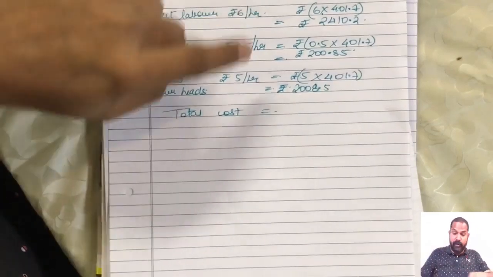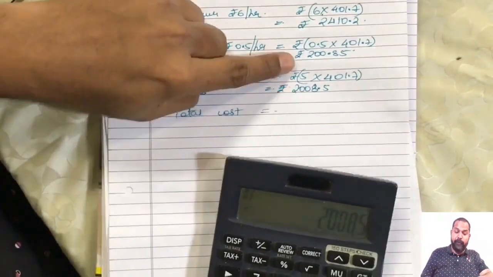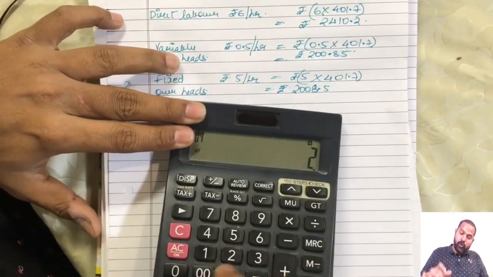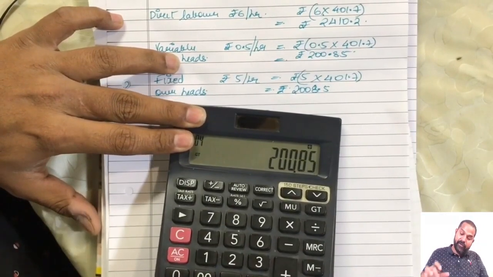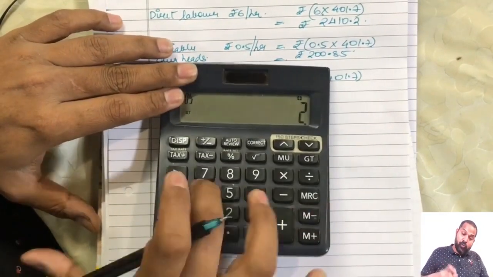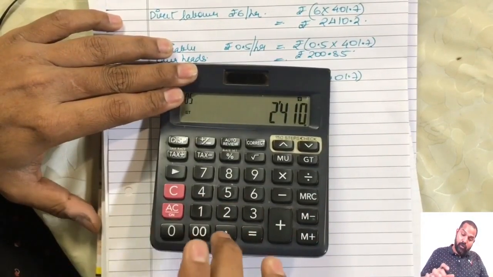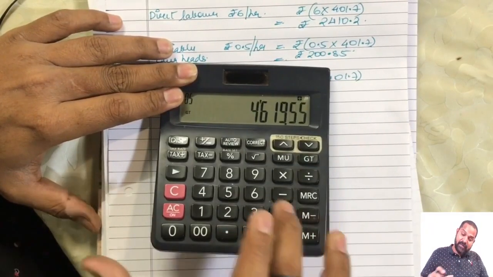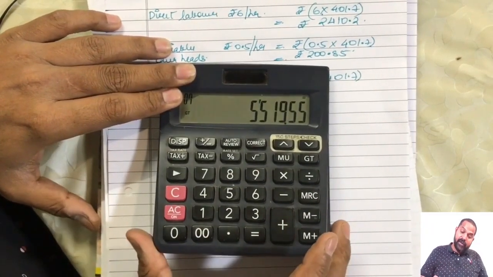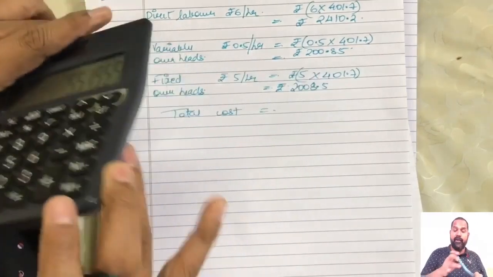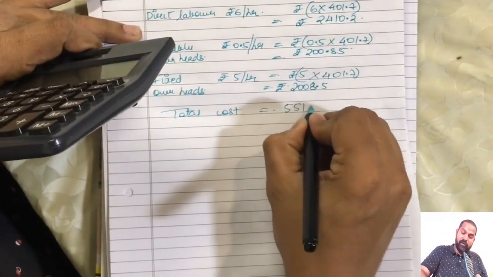So the total of the totals is 2008.5 plus 200.85 plus 2410.2 plus 900 is 5519.55 is the total cost.